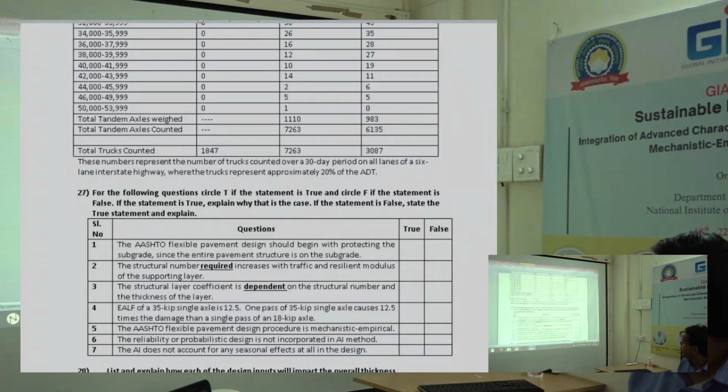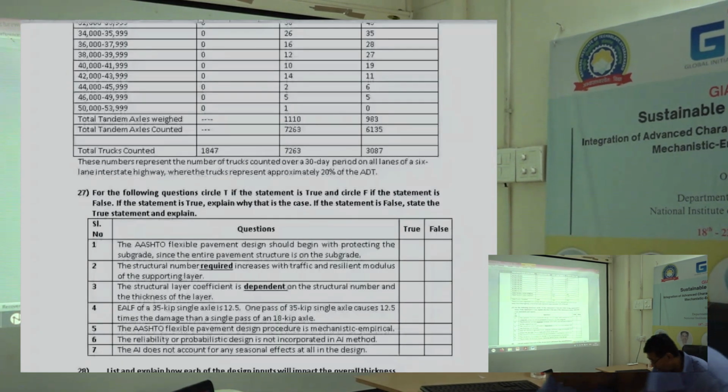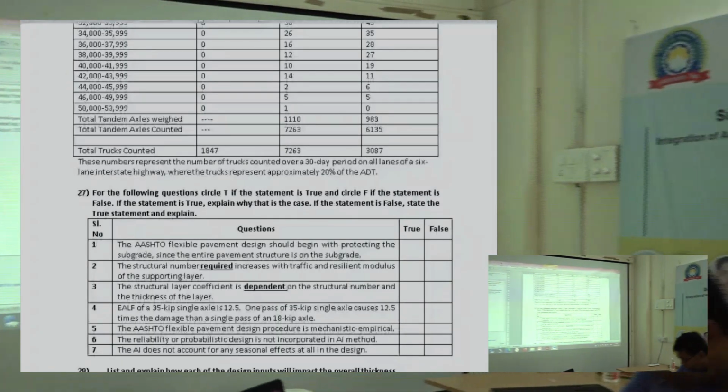AI does not account for any seasonal effects at all in the design. True or false? False. Yeah, it does account for seasonal effects. We talked about that, on the annual level as well.